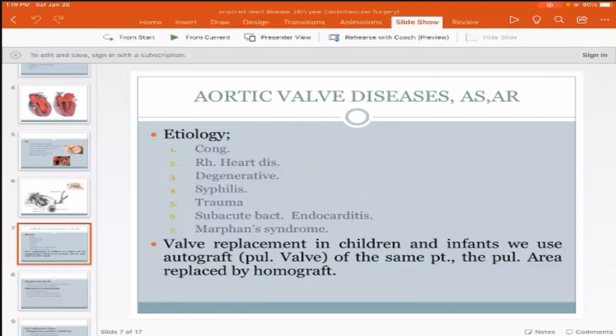For replacement in children and infants, we can always use an autograft. For the autograft, we take the pulmonary valve and insert it in the aortic position, and in the pulmonary position we insert a homograft. Why? Someone may ask me, why don't we use a homograft directly? No, because the pulmonary valve is native tissue. It will increase in size with the growth of the patient, not like the homograft. It will increase in size during the growth of that child.